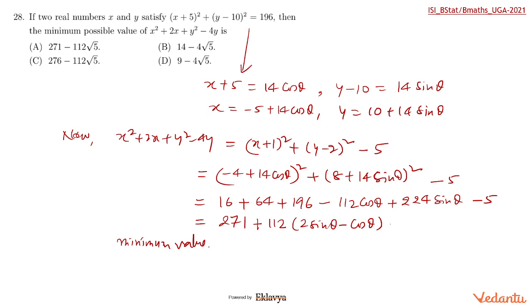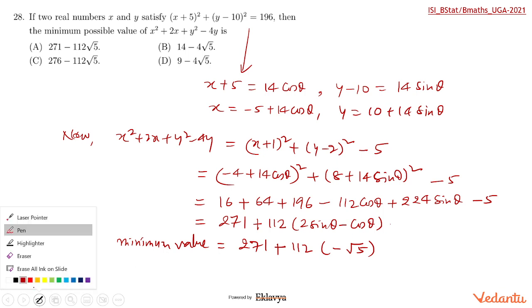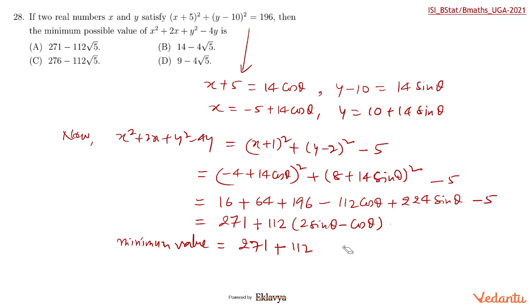value is 271 plus 112 into minus of root 5. You know from the linear combination of sine and cos, a sin plus b cos, it is like this into minus of under root 2 square plus 1 square, from the idea of root a square plus b square. So it is 271 minus 112 root 5 is the answer to this question. Option number A is correct.